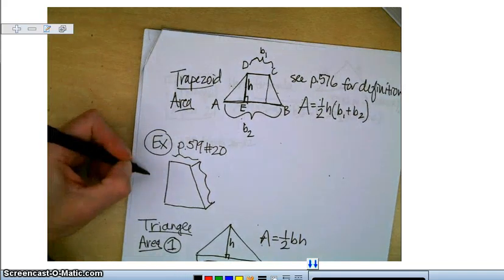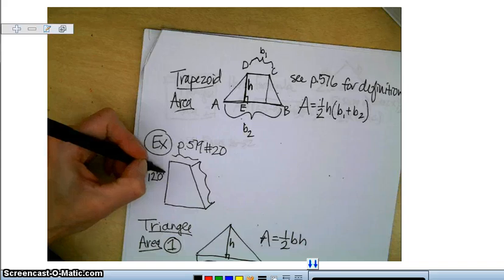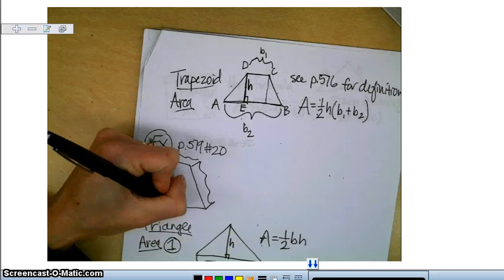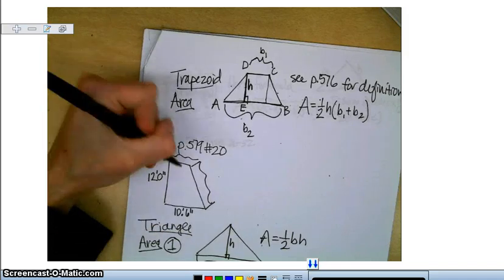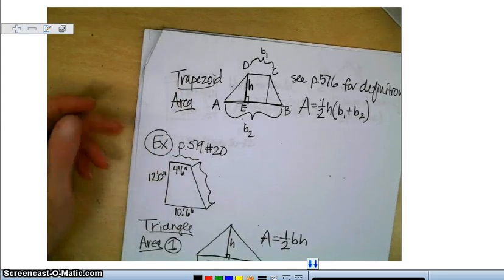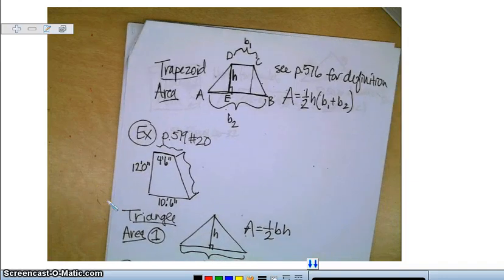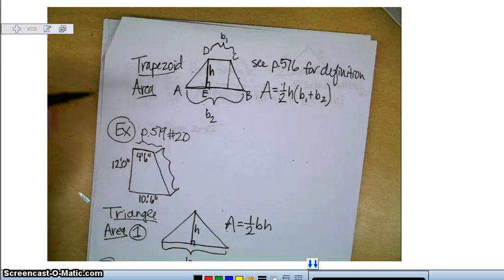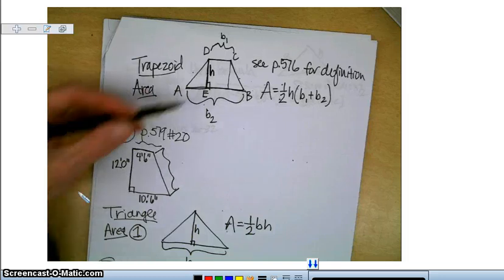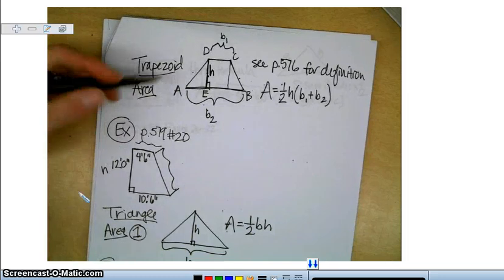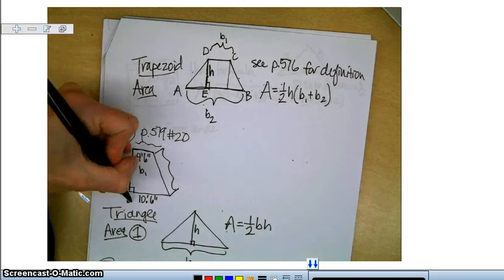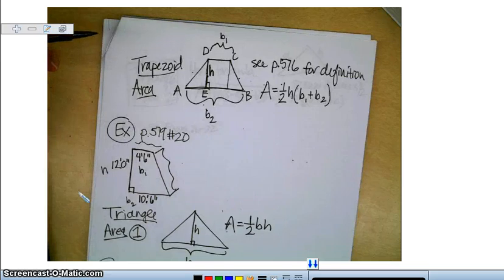They tell us that this height is 12 feet 0 inches, and they tell us that going across here is 10 feet 6 inches, and this little thing up here is 4 feet 6 inches. So we would like to find this area, and it works out nicely because this side here is the height, since it is a right angle. So that's the height, this is base 1 at the top, this is base 2, and that's all we need. So we can just plug these in.